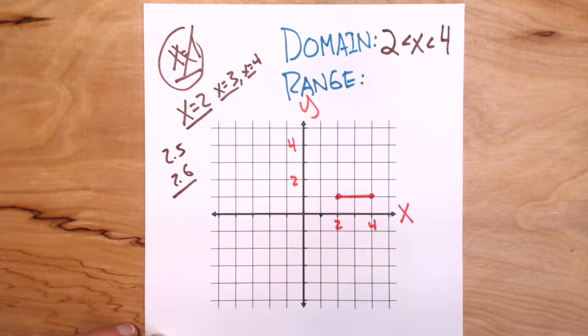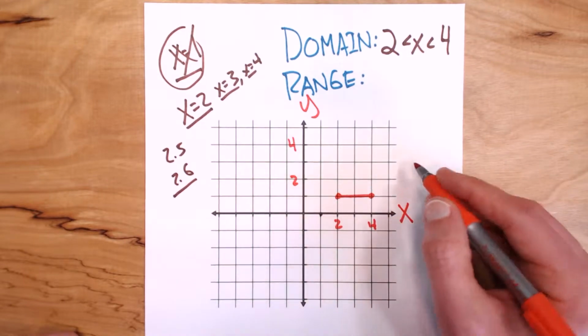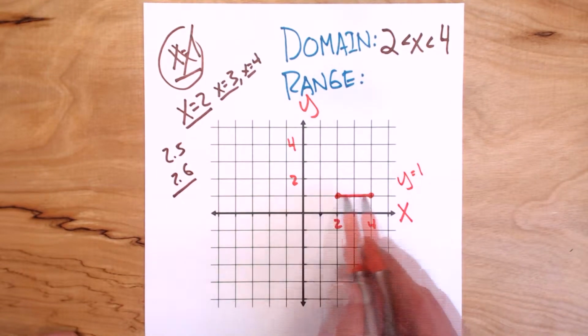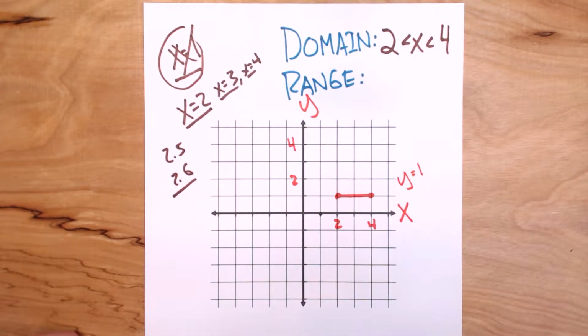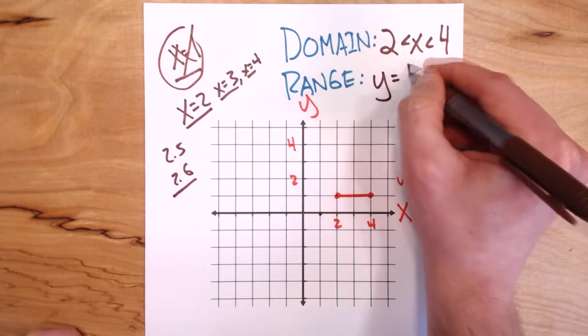All right, now range. Remember, range is what? It's all possible y values. So let's ask ourselves what y values are possible. If we look, we'll see that only y equals 1 is possible. Y can't be 2, y can't be 3, only y equals 1. Y can only equal 1. So for range, we'll write y equals 1.